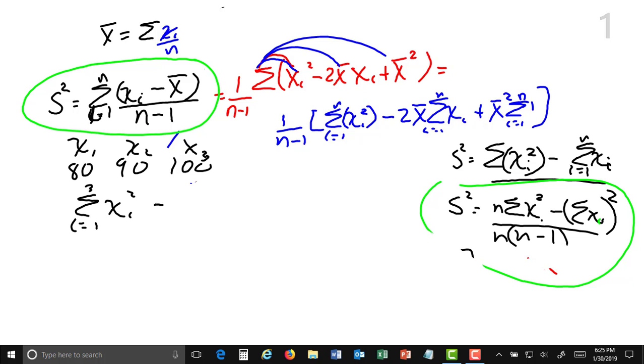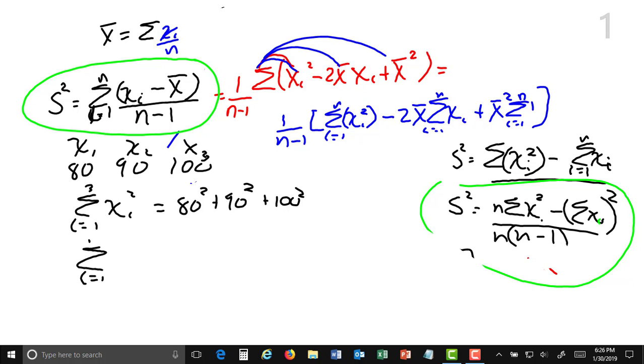So what does this mean? This means I have to take 80 squared plus 90 squared plus 100 squared. After I do that, then I have to figure out this guy. Notice how I squared each one. Okay, anyway, that's that observation. Now, let's do this one.